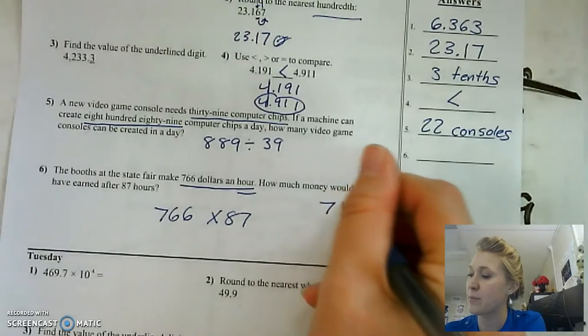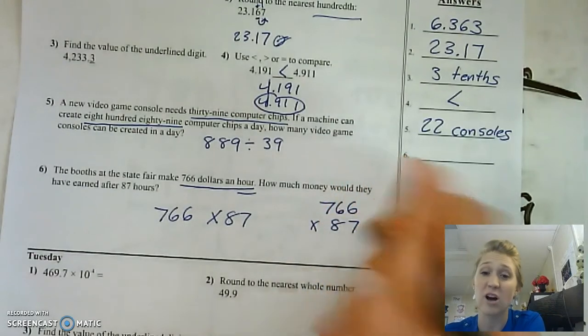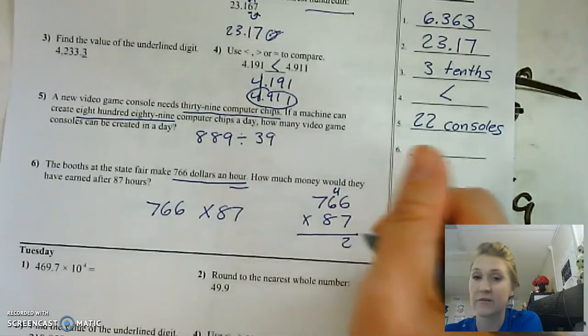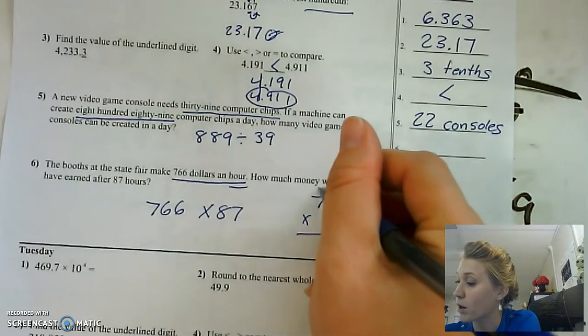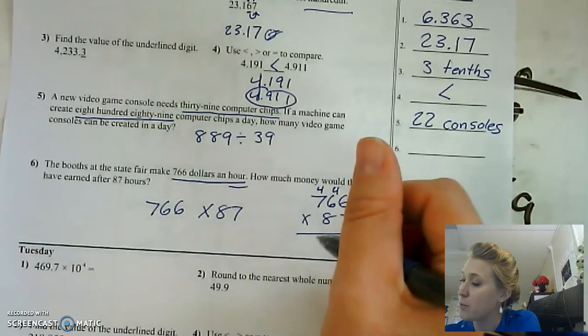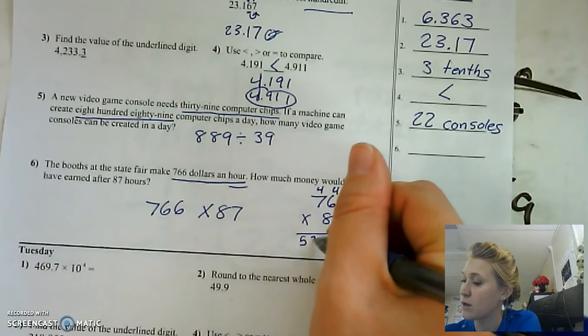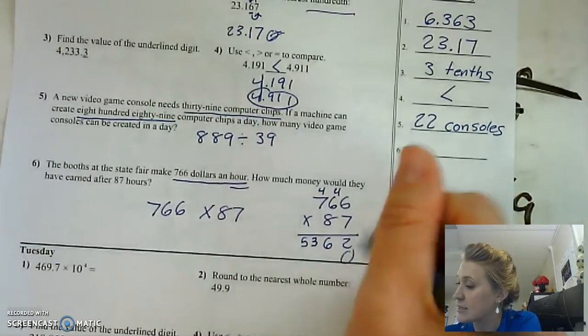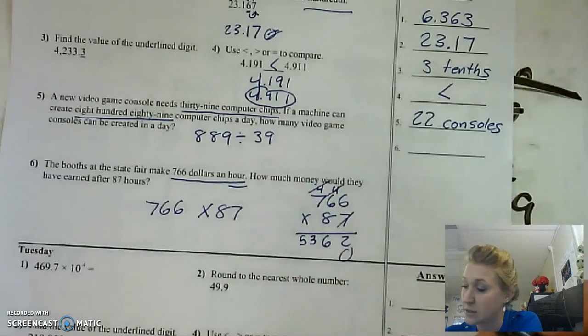So I'm going to go ahead and set up my problem, and I'm going to solve it like I solve all my problems. 7 times 6 is 42. 7 times 6 is 42 plus 4 is 46. 7 times 7 is 49 plus 4 gives me 53. 0 and cross out, right? 0 and cross out. 0 and cross out.